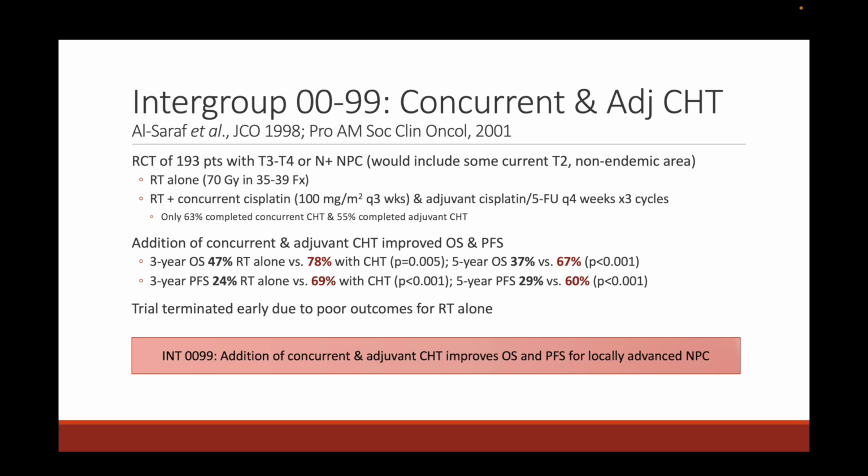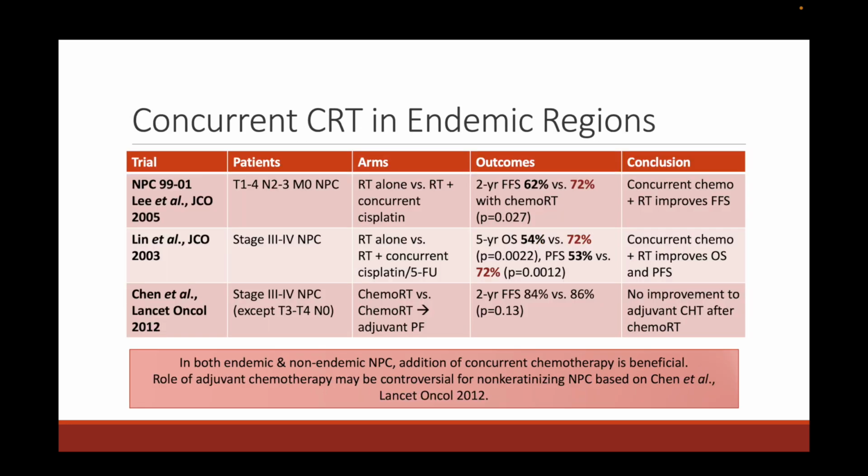So do bear that in mind: these results were considered to have been obviously practice changing, but also may not necessarily be applicable to endemic regions where we're more likely to have EBV positive cancers. There are a few different trials that evaluated the role of concurrent chemoradiation, specifically in endemic regions. A lot of these trials came out of China or neighboring countries. So there was NPC 9901 and then a second randomized trial by Lin et al., the top 2 rows of the table.